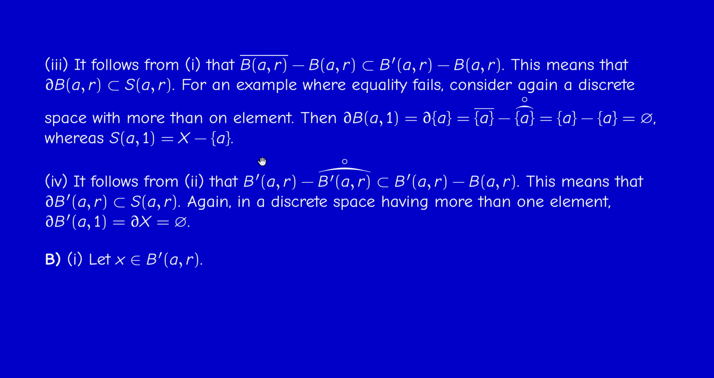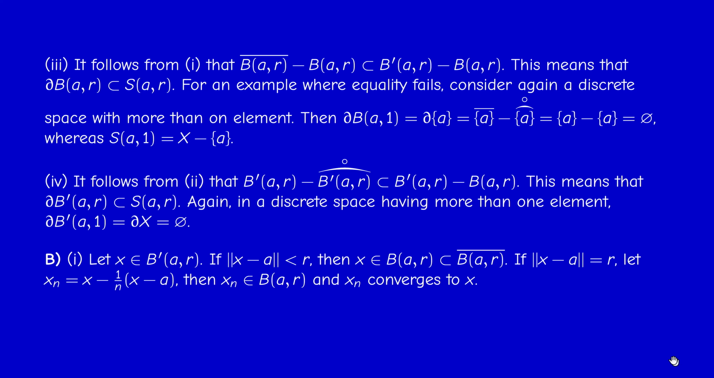So take an arbitrary element x in the closed ball of center A and radius r. What does this mean? It means that the distance, which is the norm of the difference, between x and A is less than or equal to the radius. So it's either strictly less or equal. If it's strictly less, then x is in the corresponding open ball, which is contained in the closure, so there's nothing to prove. The more interesting case is when the distance is exactly equal to r.